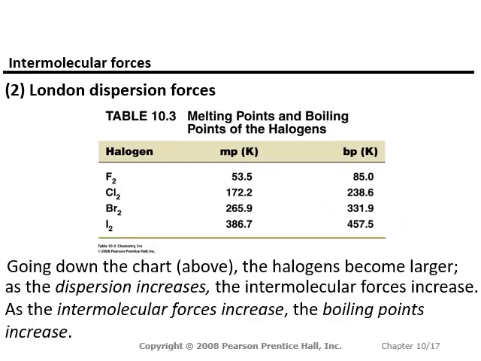You can pause and look at this if you want. Again, the one thing that you should notice about this is as you go from the top of this chart to the bottom, F down to I2, these are getting larger, which means there's more surface area available, which means it's easier for them to make temporary dipoles. So the dipole moments tend to go up as you go from the top to the bottom, which means they hold each other more as you go from the top to the bottom, which means the boiling points go up also. So that's another thing you should try to notice.